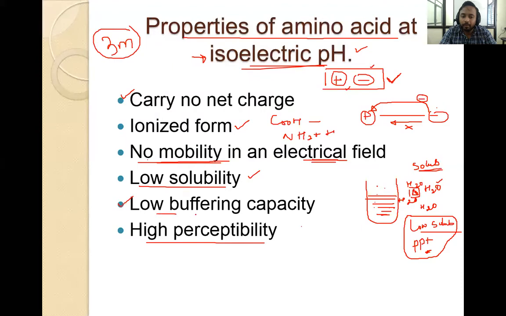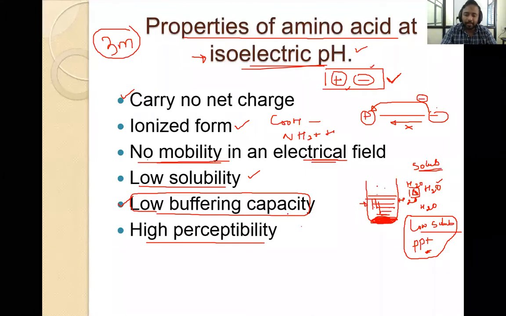Also, they have low buffering capacity. Because of these characteristics, they have low buffering capacity, because the amino acid is already excluded from the solvent. It is precipitated at the bottom. So what do you expect this amino acid to do as a buffer? Unless it is dissolved in the solvent, it cannot act as a buffer.